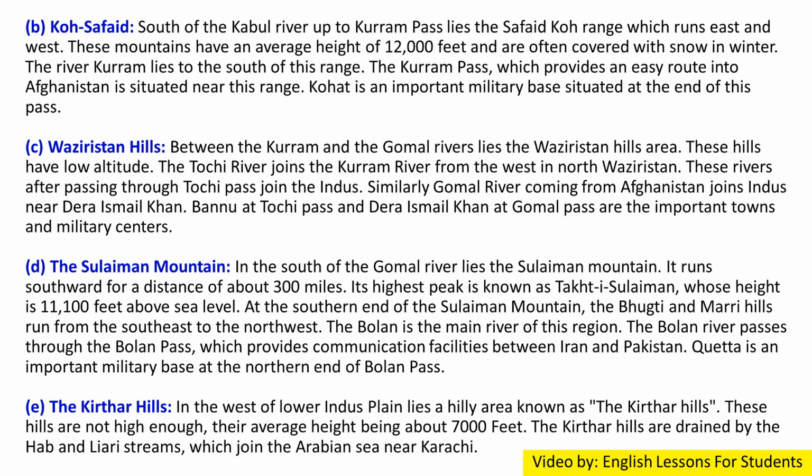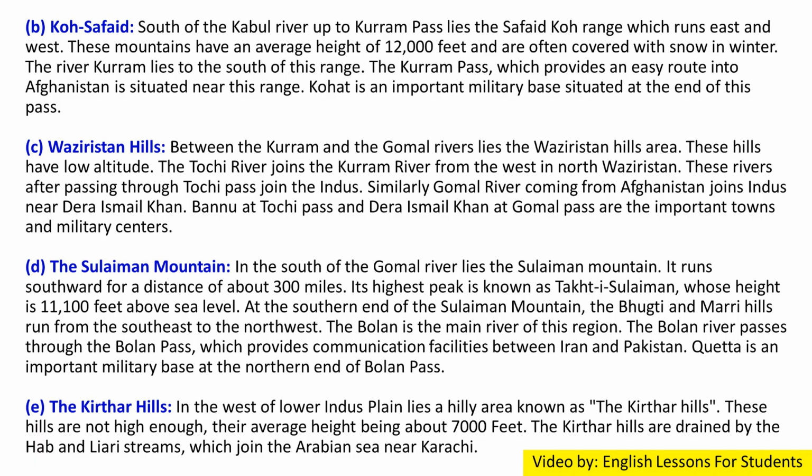Number 4, the Suleiman Mountain. In the south of the Gomal River lies the Suleiman Mountain. It runs southward for a distance of about 300 miles. Its highest peak is known as Takht-e-Suleiman, whose height is 11,100 feet above sea level.